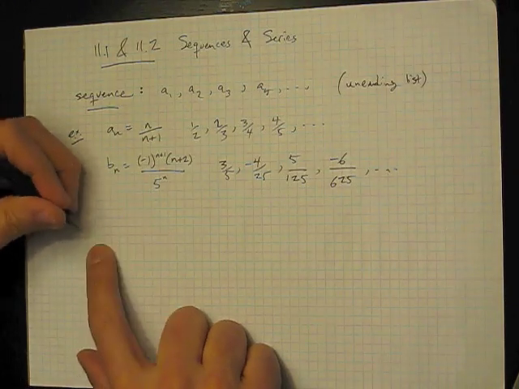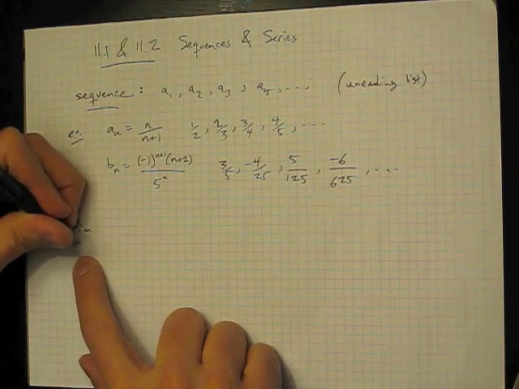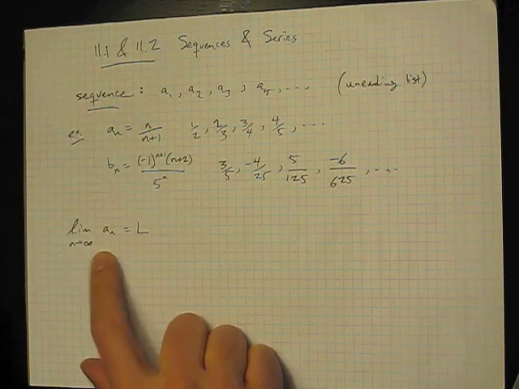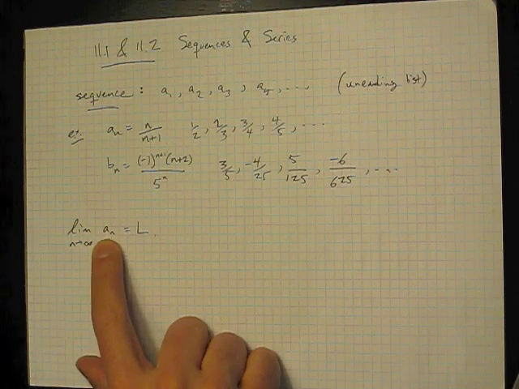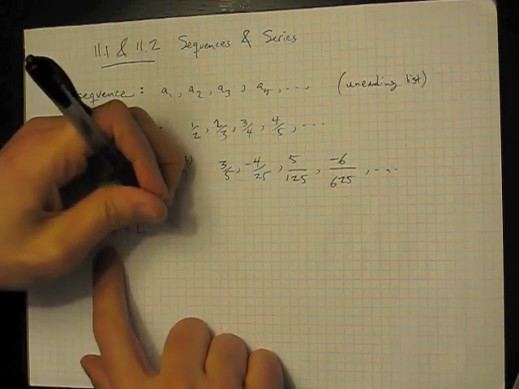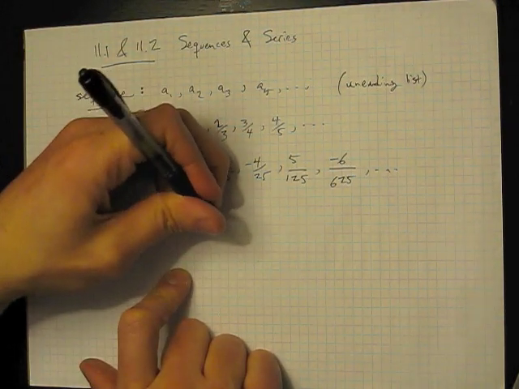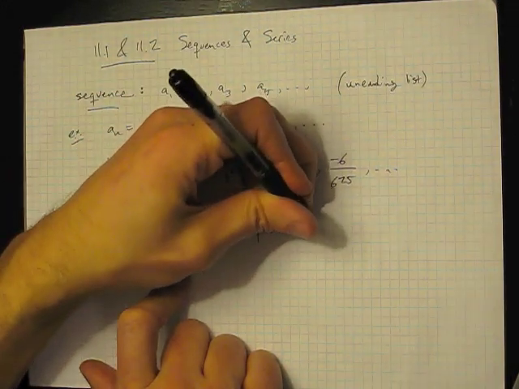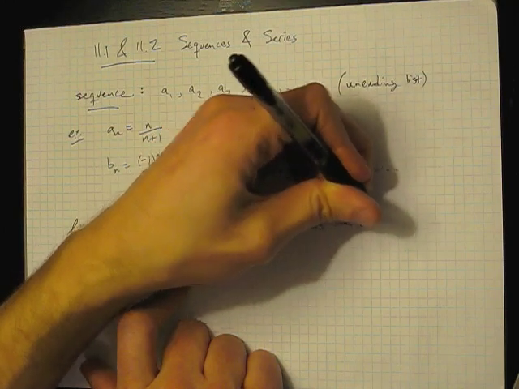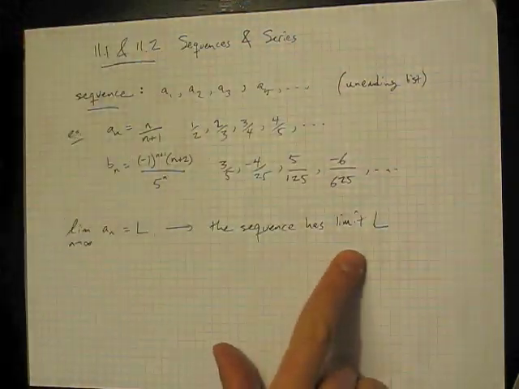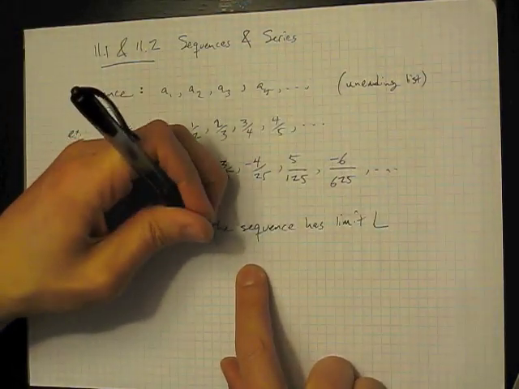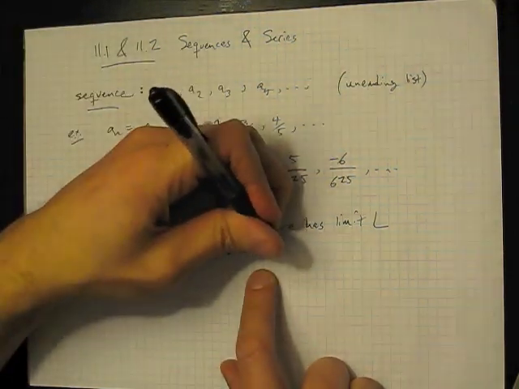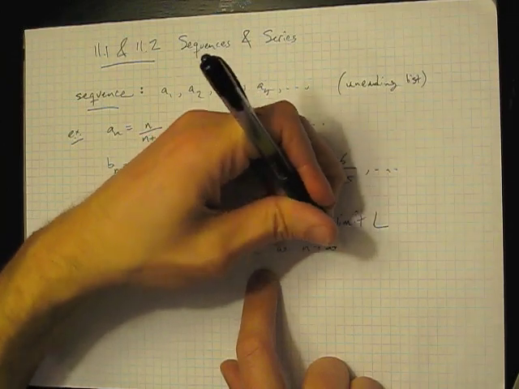All right, so we had the notion of the limit of a sequence. We could ask whether or not a sequence has a limit. If the limit of these terms approaches some number, then we say the sequence has a limit. So the sequence has limit L, and all that means is that the a_n are approaching L as n gets very, very big.